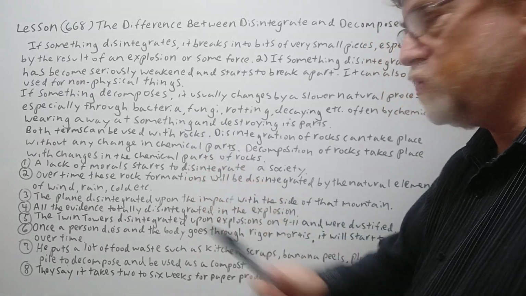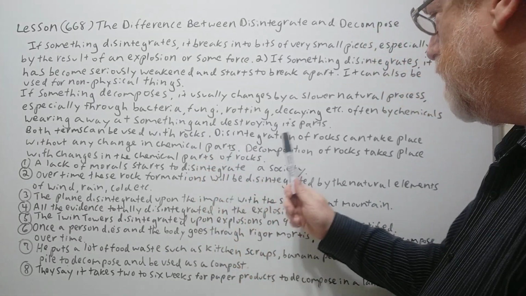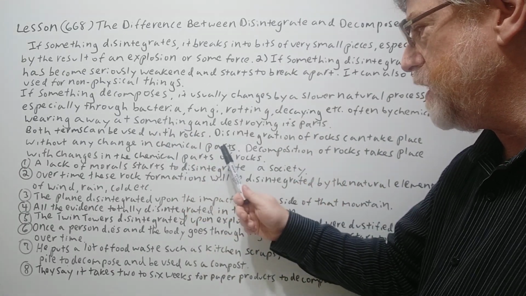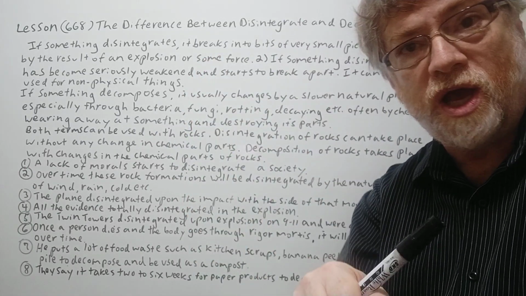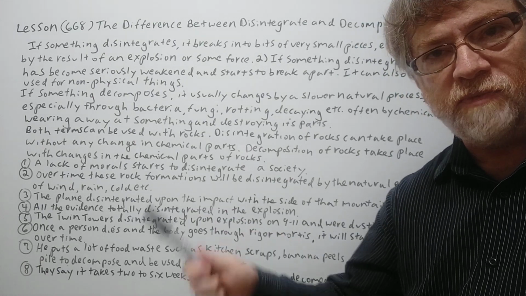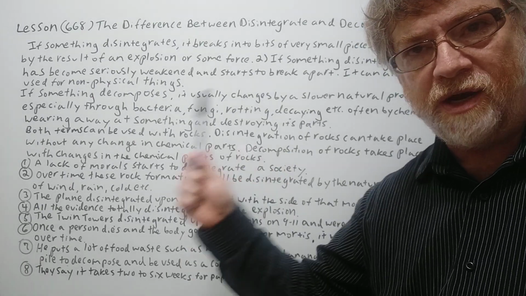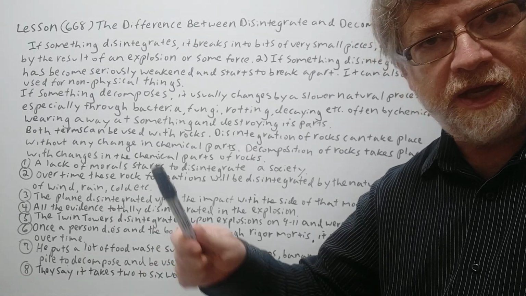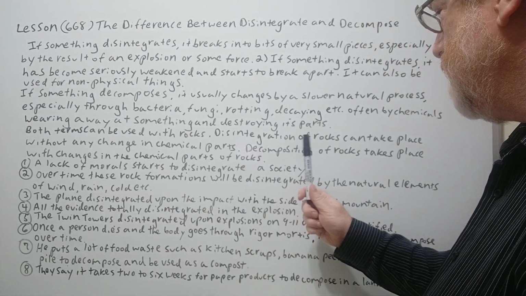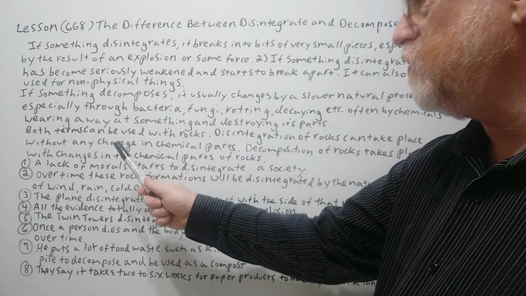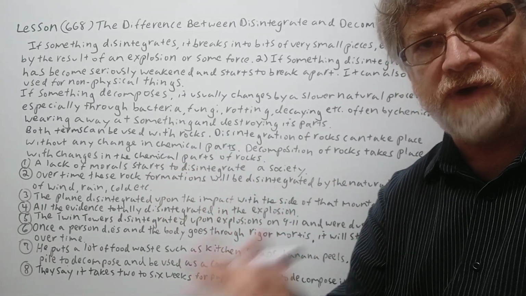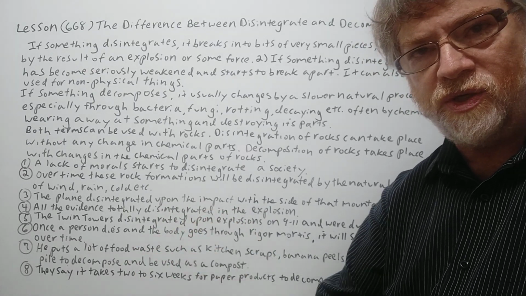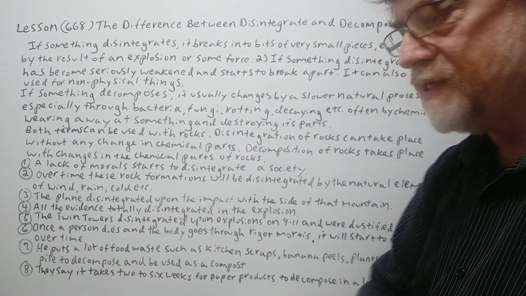Both terms can be used with rocks, though. Disintegration of rocks can take place without any change in chemical parts. Well, it could be crushed, or there could be some force, or just some natural forces on the earth wearing away at it. Decomposition of rocks takes place with changes in the chemical parts of rocks, or some chemicals get into the rocks and can start to break them apart in that sense.